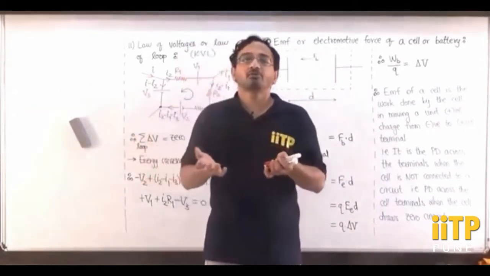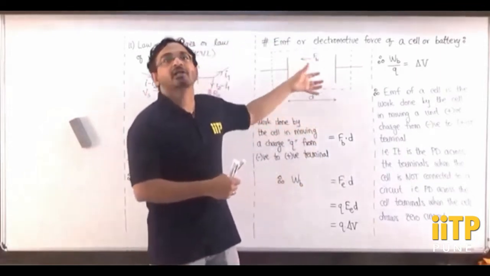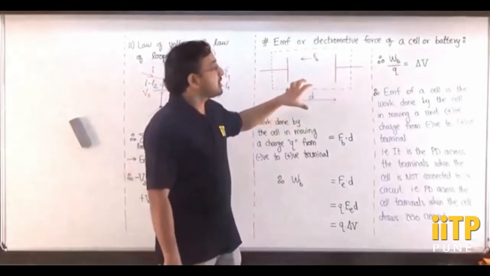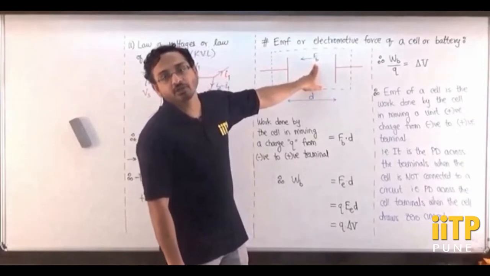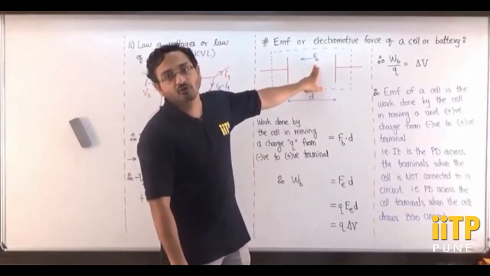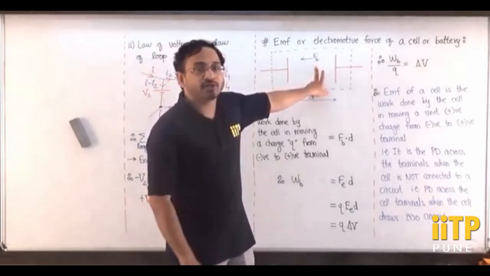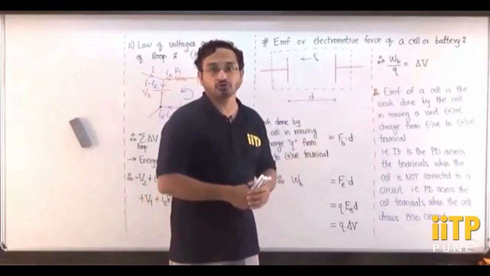Now who's exerting this force? Well, this force is obviously exerted by the cell, the material of the cell you could say, the arrangement of the cell you could say, and that force is denoted by FB, in other words force by the battery. Please understand, this force by the battery is strictly a non-electrostatic force.